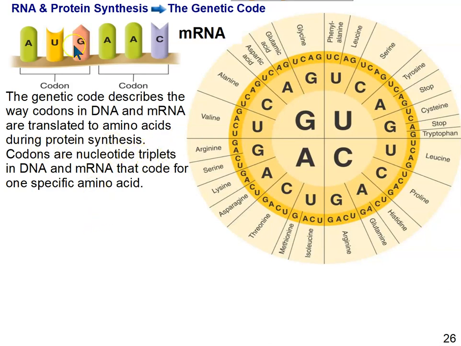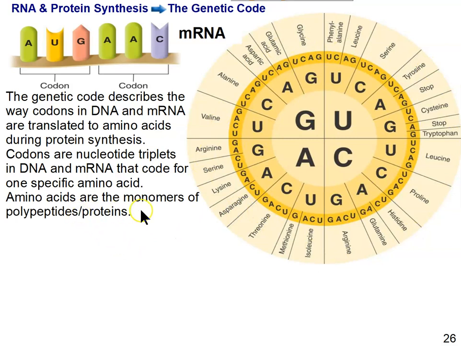Codons are nucleotide triplets. Not triplets in the sense that they're identical. They're not identical, obviously, like these are 3 different nucleotides here. So those triplets are in DNA, and again, they start in DNA, then they get transcribed into RNA. But they code for one specific amino acid. Each triplet, each codon, codes for one specific amino acid of the 20 that you'll find in the genetic code wheel here. Amino acids are the monomers of polypeptides or proteins, as you should know. I mean, we learned that in the last unit, the biochemistry unit.